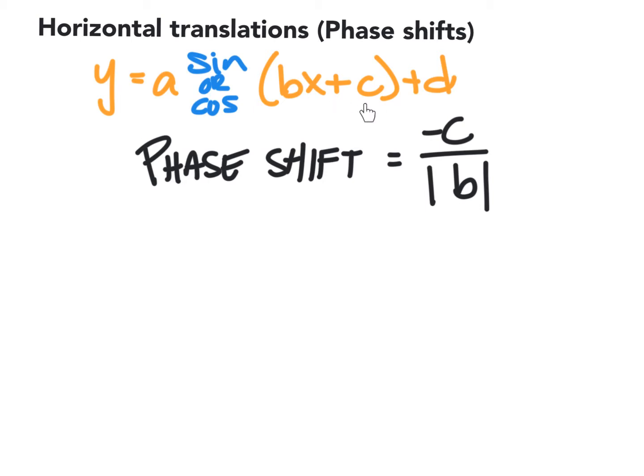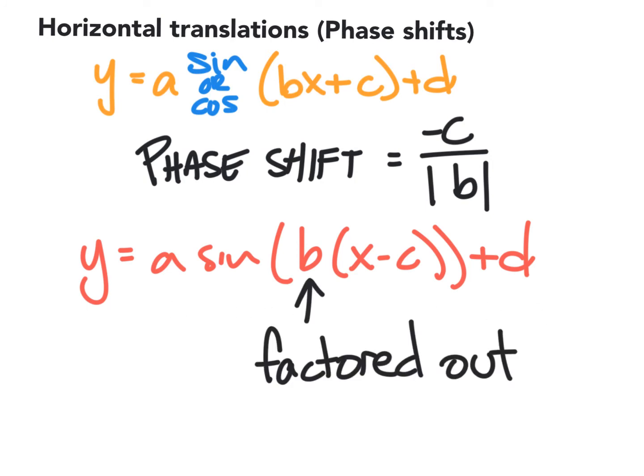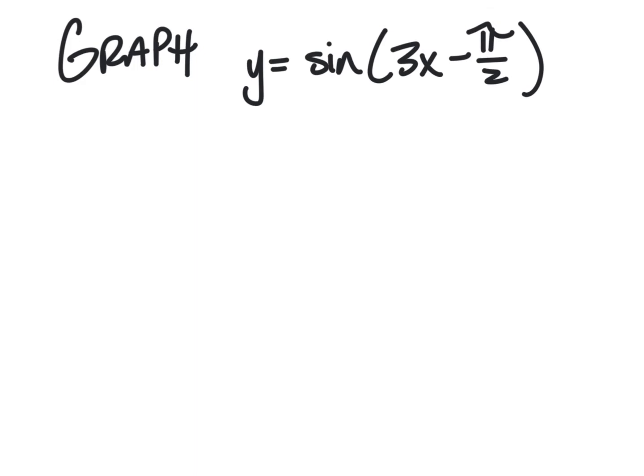We're used to seeing a minus sign right here because the shifts left and right usually go in the opposite way. That's intuitive. So I like to think about the functions like this. And if you notice here, in this version, the b is actually factored out. So let's look at a problem. We're going to graph y equals sine of 3x minus pi over 2.